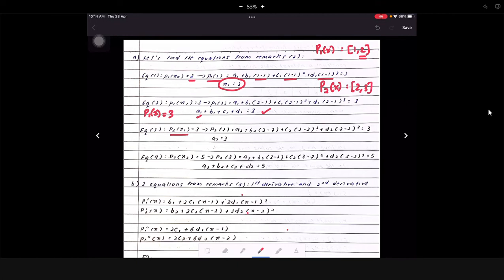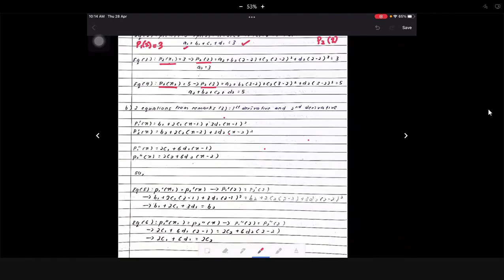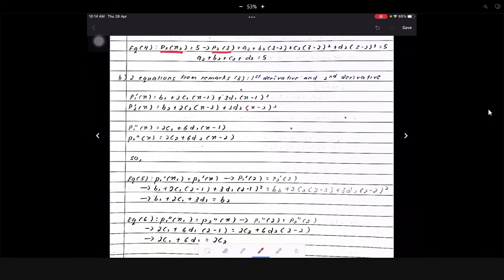So kita boleh check what happen is P2 pada 2 dan P2 pada 3. So this is P2x1, P2x2. Okay. P22, P23. So dapat 4 equation. 2 equation daripada derivative. Kenapa derivative? Sebab dia adalah continuous. Okay. 2 equation daripada derivative.